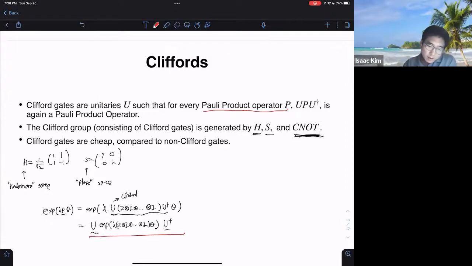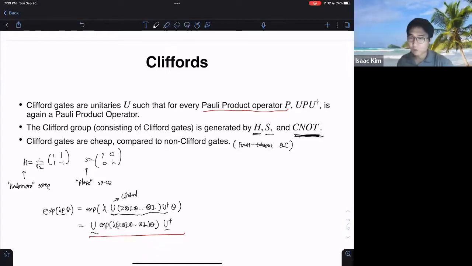Okay, and in the context of fault-tolerant quantum computers, Clifford gates are cheap, so to speak. These can be thought of as perhaps the cheapest non-trivial gates. I mean, there are even cheaper gates, such as the Pauli gates, but I'm not going to discuss that today. For the purpose of today's lecture, think of Clifford gates as the cheapest possible non-trivial quantum gate that you can implement on a fault-tolerant quantum computer.